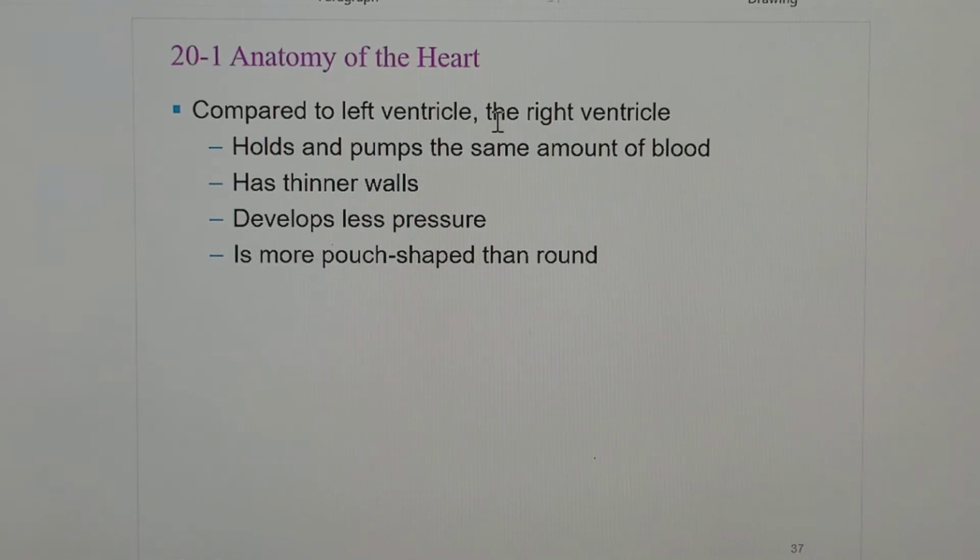Compared to the left ventricle, the right ventricle holds and pumps the same amount of blood. It just doesn't have to go as far. It has thinner walls, develops less pressure, and is more pouch-shaped than round. In dissection, if we were to do a transverse section, which in fact we won't, you would see that it's more pouch-shaped than round.